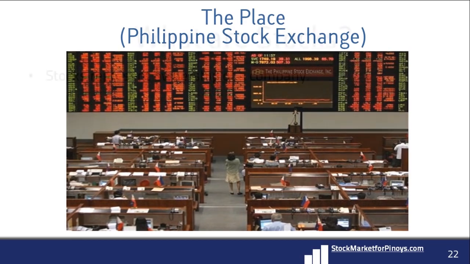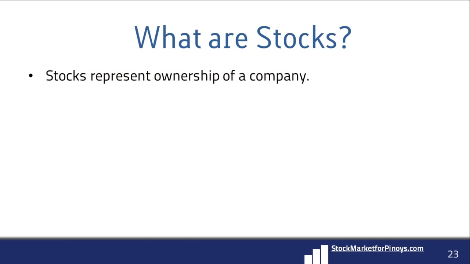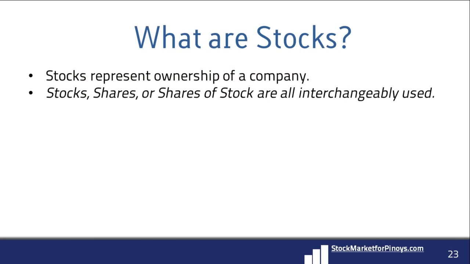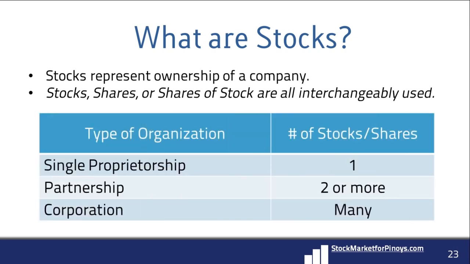Now, the next item are shares of stock. Stocks represent ownership of a company. Now, here's something that will help you understand the concept of shares. The business types and the number of shares it has. In a sole proprietorship, meaning there's only one owner, there's only one shareholder, which is the founder. In a partnership, there are 2 or more owners, so there are also 2 or more shareholders. With corporations, there are very many shareholders that can reach up to hundreds of thousands. These shares are what's bought and sold in the stock market.